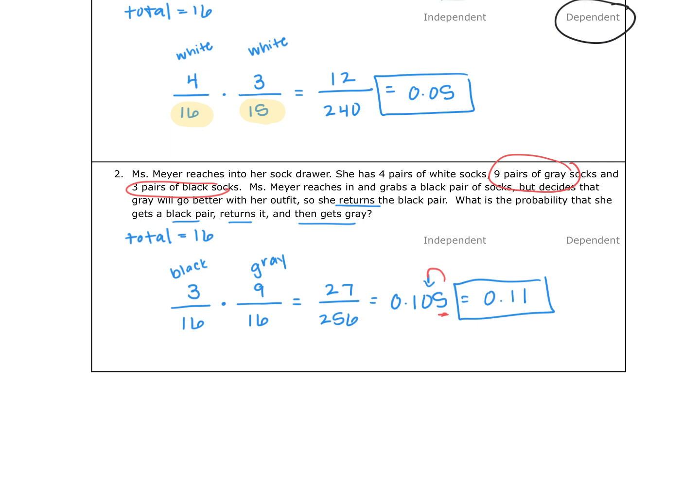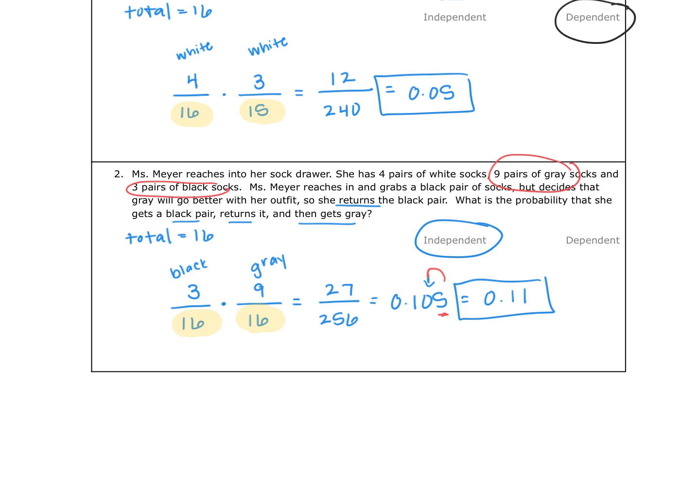Okay. Now I'm going to look back and look at my bottom numbers. Are these bottom numbers the same or different? Because they're both 16, that means that they are independent because they do not impact each other. They're both 16, so because she put it back in there, she has the same number of socks in her drawer.